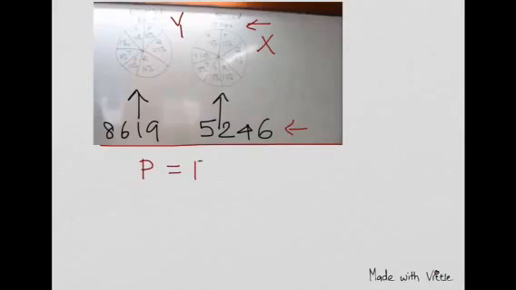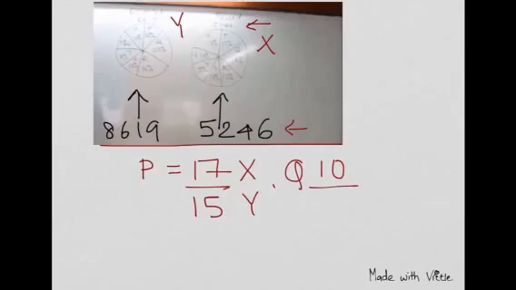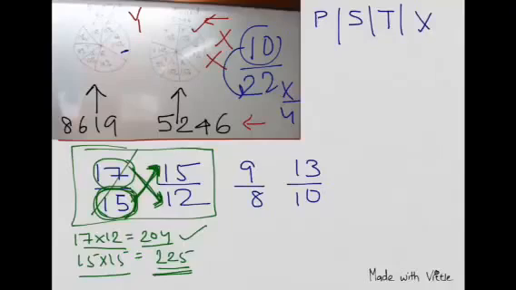Like for P, it's 17 by 15, times x by y. For Q, it will be 10 by 22, times x by y. But see, for P, passed is 17 and enrolled is 15. So okay, my numerator is greater, I'll take P. This is 10, I will not take this part because the numerator is lower. See, as you can see, you eliminated one of the options.